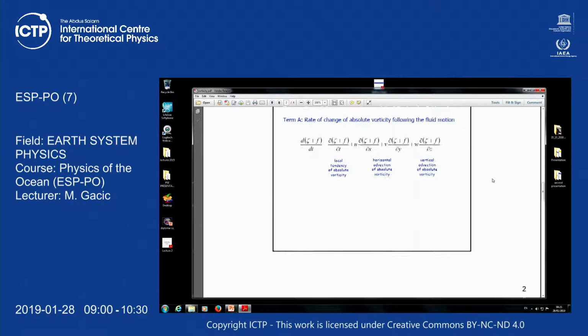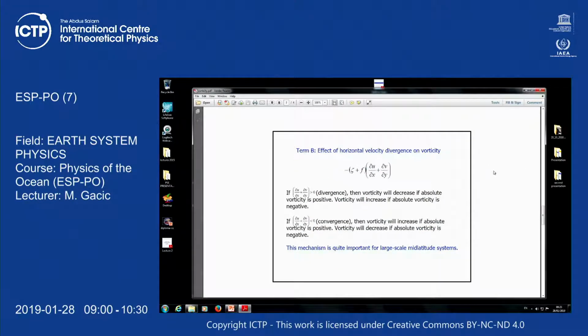So this is the first term. This is the second term, which is the effect of horizontal velocity divergence on vorticity, which means that what I was showing you a few lectures before, if you have horizontal convergence, then it will generate downward vertical velocity, or vice versa. If we have divergence, we'll have upward vertical velocity. And so this is this thing. The vorticity will decrease if absolute vorticity is positive, and vorticity will increase if absolute vorticity is negative.